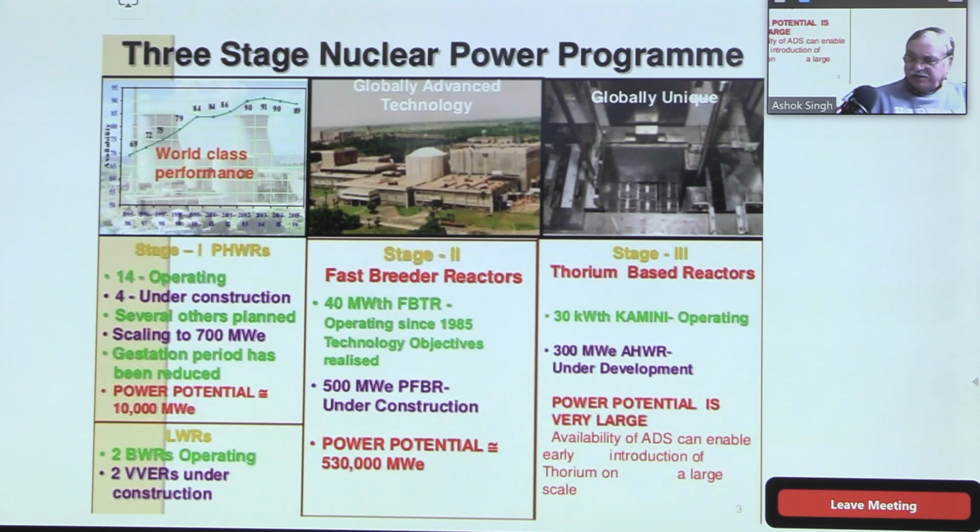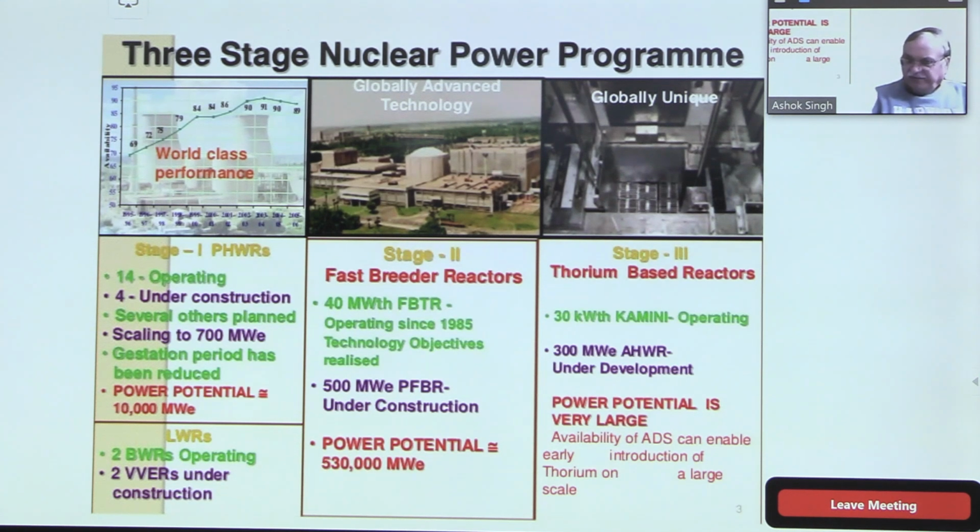India first built a fast breeder test reactor. This was very small, 40 megawatts only. And this is only for testing purposes. This is not basically for power generation. Testing the technology. So this is meant for testing the technology.